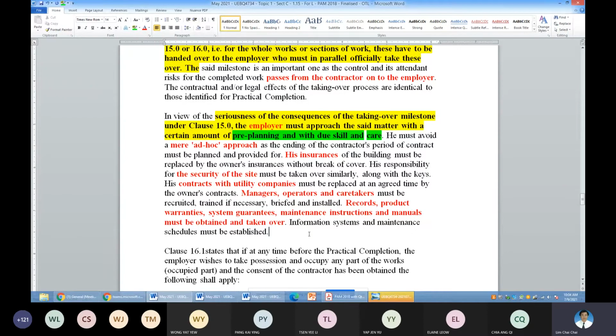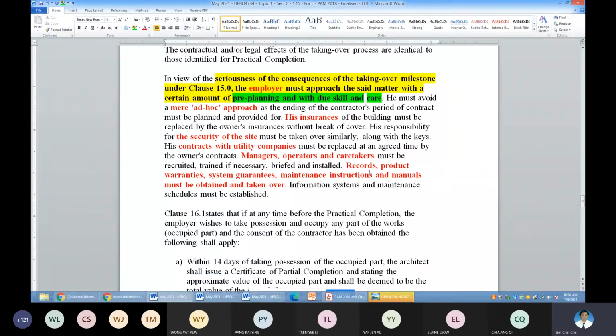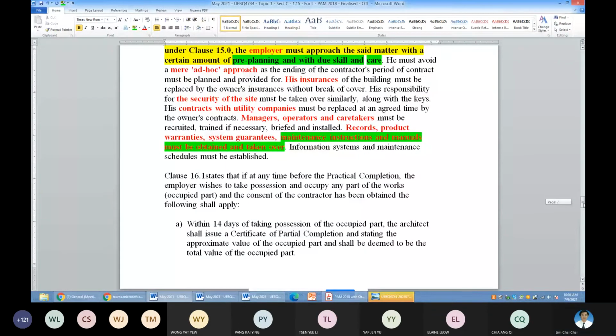Okay, so it's not just taking over the building, because there is a lot of paperwork and administrative work that needs to be done. Records, for example as-built drawings, okay, and also your maintenance manual instructions must be obtained and taken over. Okay, so this is what you need to advise the employer and the contractor to comply with upon the CPC or even before CPC. Okay, yeah.